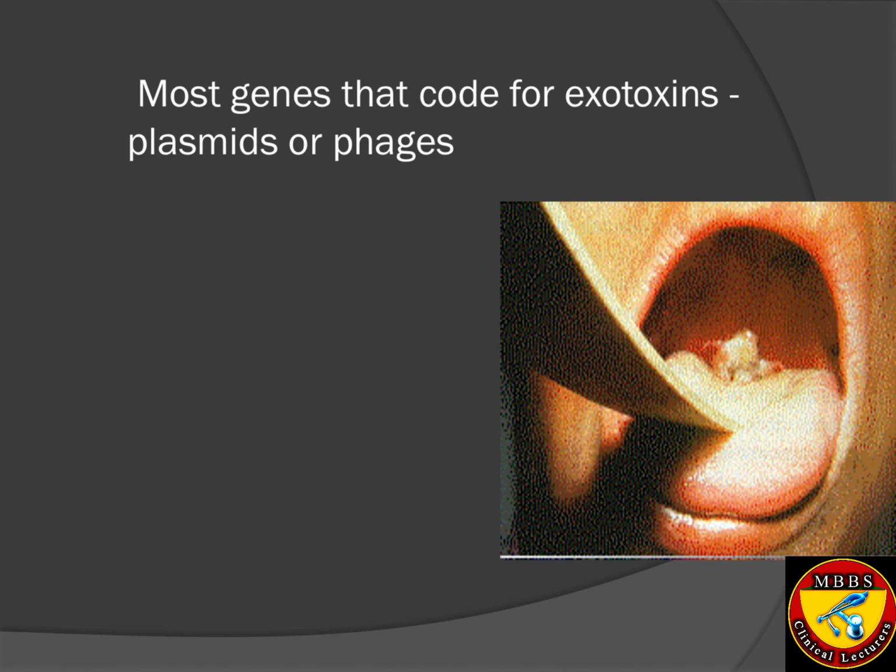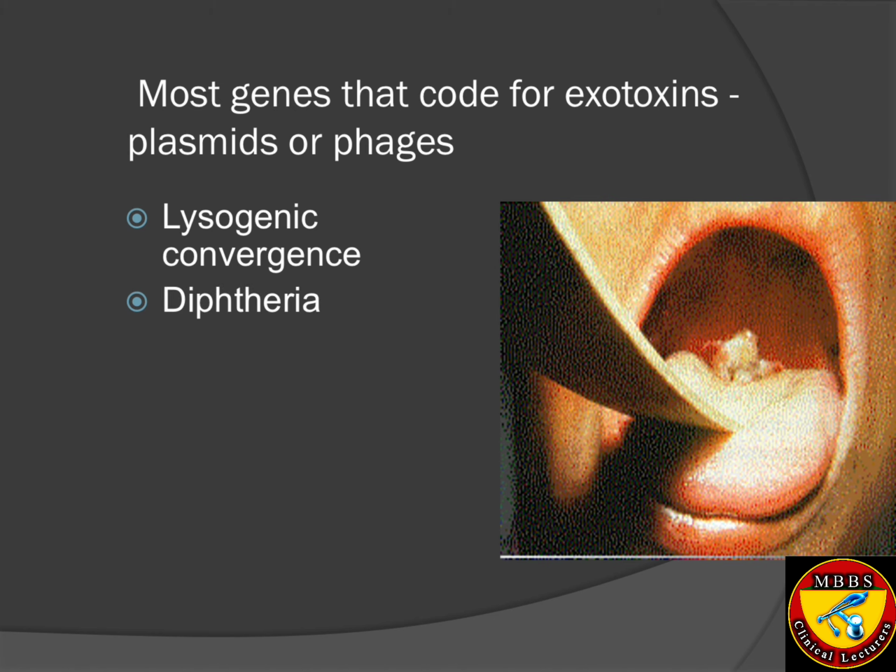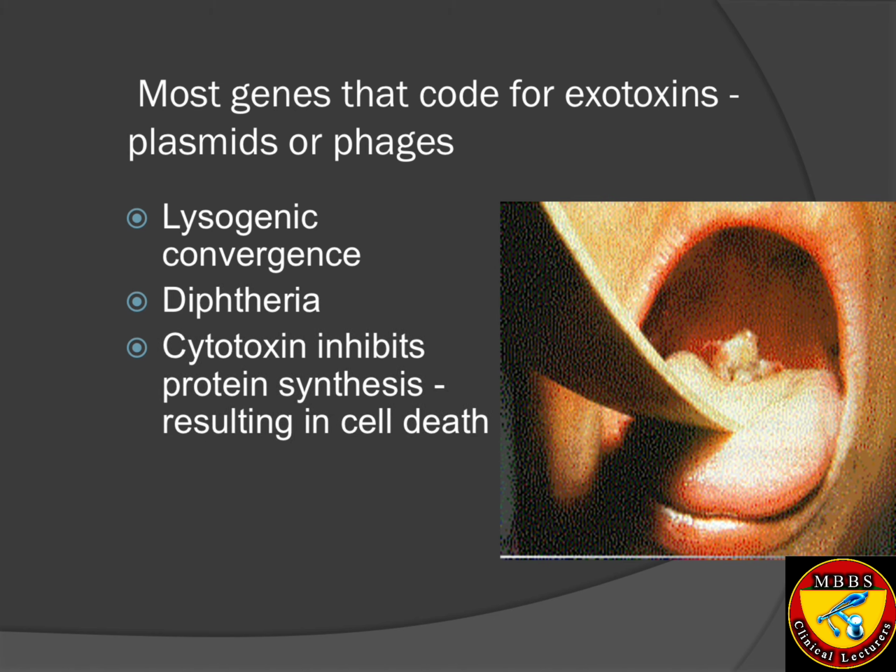Most genes that code for exotoxins are either plasmids or phages. Phages, remember, are the viruses that infect bacteria. And by means of lysogenic conversion, they can produce exotoxins. These cytotoxins inhibit protein synthesis, resulting in cell death. That happens in the disease caused by Corynebacterium diphtheriae, which causes diphtheria.